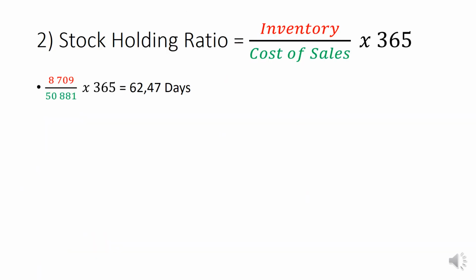50,881. When we look at the stock holding ratio, we will take our red inventory divided by our green cost of sales, which will be 8,709 divided by 50,881 multiplied by 365 to get the amount of days. So we get 62,47, which means that the stock has a turnover rate, or the holding ratio, is every 62 days. So we hold onto stock a little bit more than 2 months before it changes or we buy new stock.